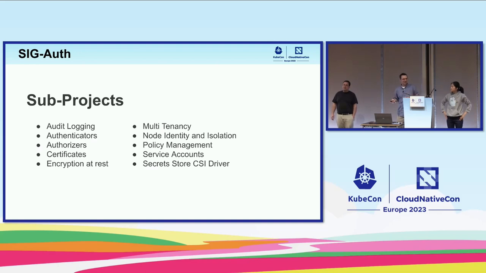We have more sub-projects now than we used to. If you would like to help and you're interested in one of these areas, please check out the SIG Auth page on the community repo and find the people who are working on that. There are many areas where we can use more eyes and more hands. Some of those are audit, authenticators, authorizers, and the certificates, so getting identity and approving requests for identity. Encryption at rest, which we'll hear a lot about from Rita today, and other bits like policy management, pod security policy, which is no more, and pod security admission, which is here. Along with some external projects like the secret store CSI driver. So that's an overview of the sub-projects we have.